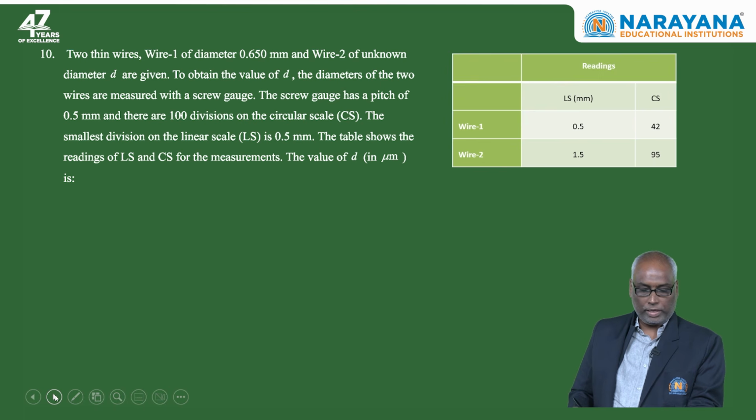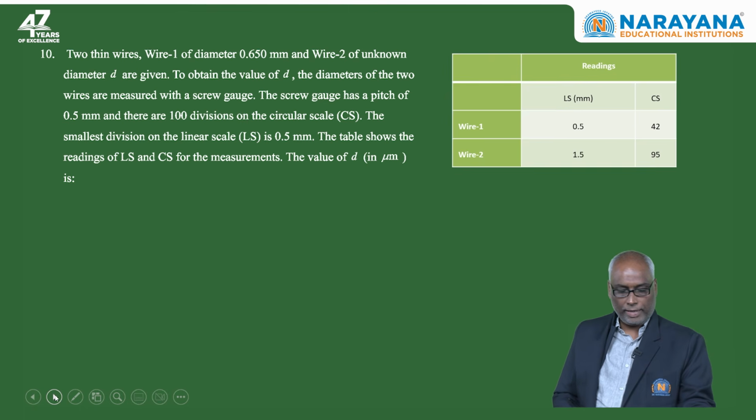Two thin wires, wire 1 of diameter 0.650 millimeter and wire 2 of unknown diameter D, are given. To obtain the value of D, the diameters of the two wires are measured with a screw gauge. The screw gauge has a pitch of 0.5 millimeters and there are 100 divisions on the circular scale. The smallest division on the linear scale is 0.5 millimeter. The table shows the readings of LS and CS for the measurement, that is, the linear scale and circular scale. The value of D in micrometers is dash.